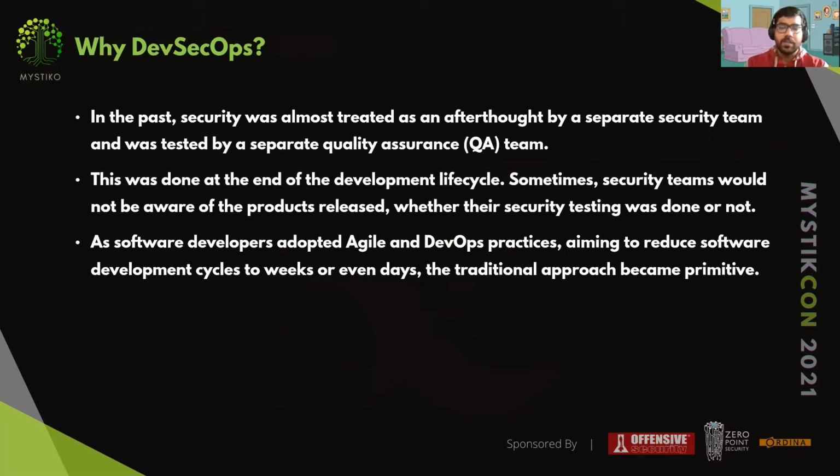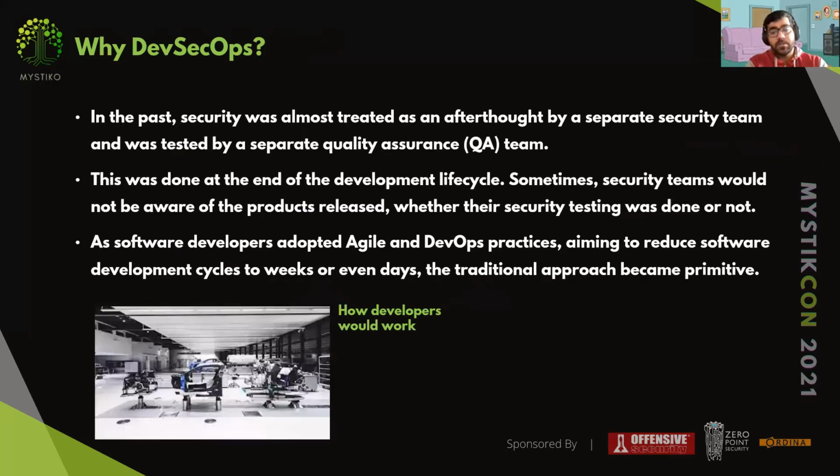Yeah. So in the past, security was treated as an afterthought by a separate security team and was tested by a separate quality assurance team. It was not thought of from the earliest stage that we should perform tests from the beginning, or implement testing at every phase of DevOps. That was done at the end of the life cycle. And sometimes security teams would not be aware of the products released, or whether their security testing was done or not.